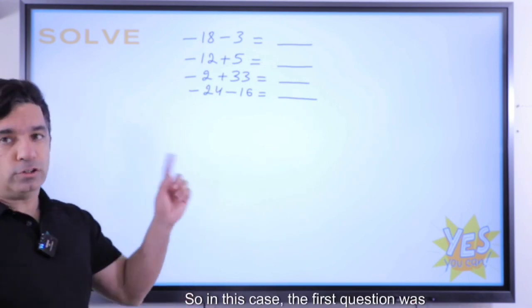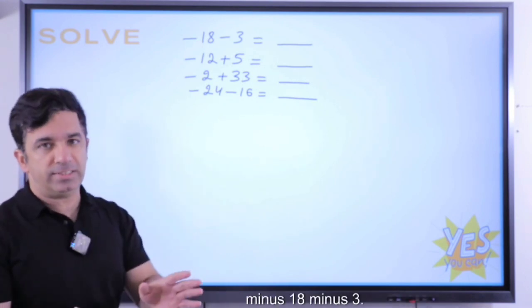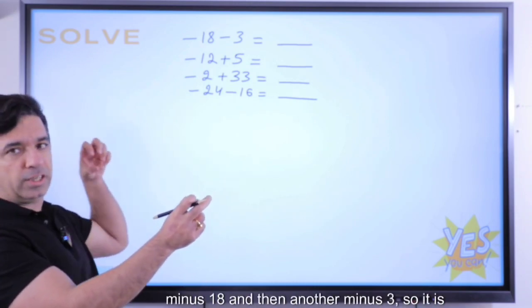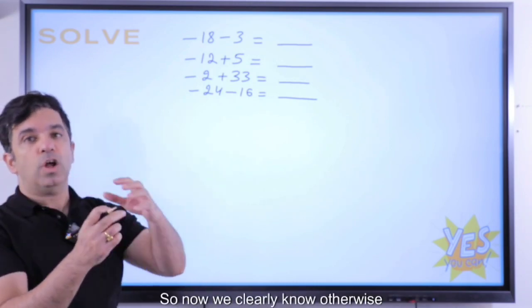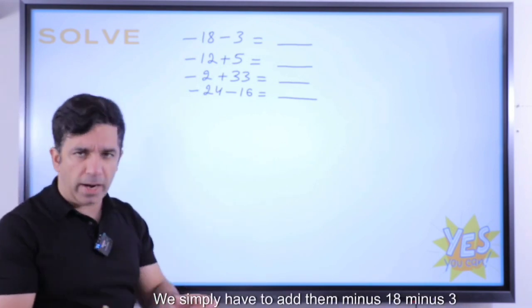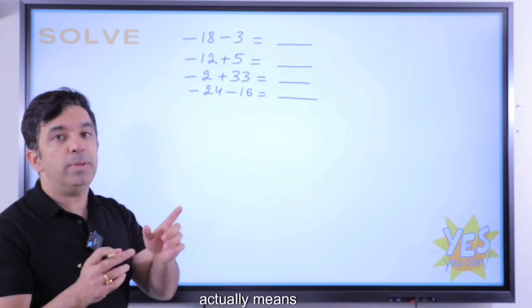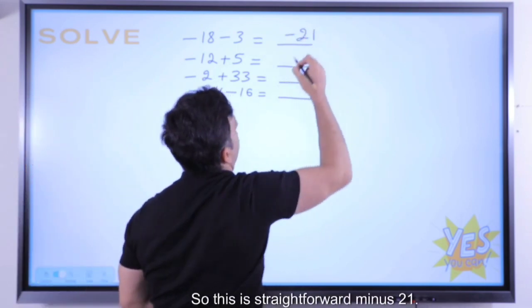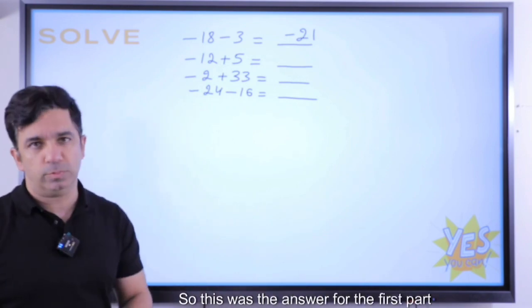So in this case, the first question was minus 18 minus 3. We can see that this is minus 18 and then another minus 3, so it is going more back. Now we clearly know that when two numbers are negative, we simply have to add them. Minus 18 minus 3 actually means directly minus 21. So this is straightforward, minus 21. So this was the answer for the first part.